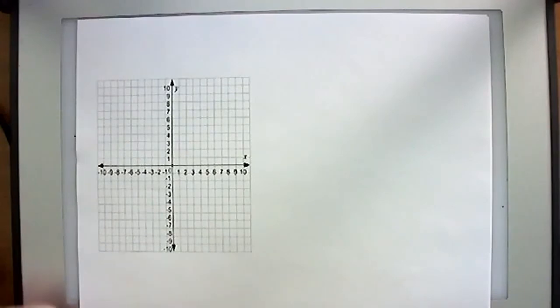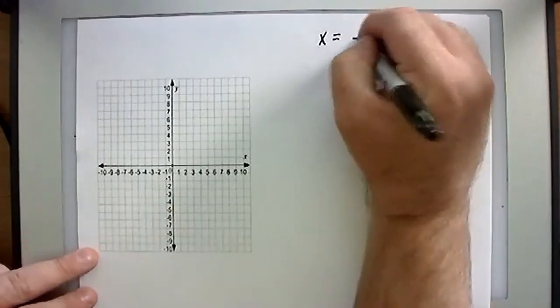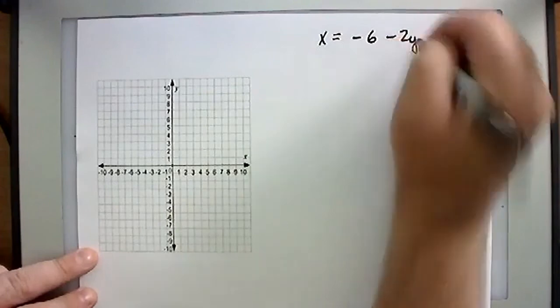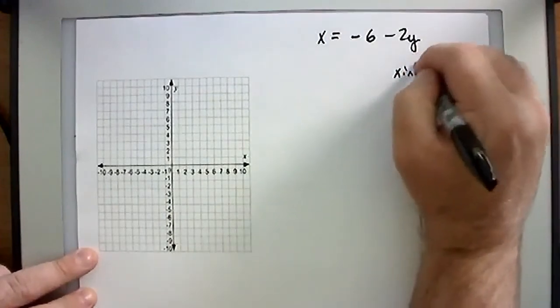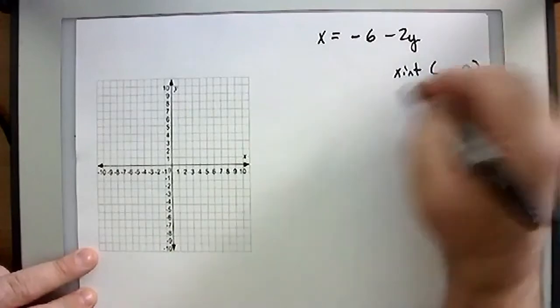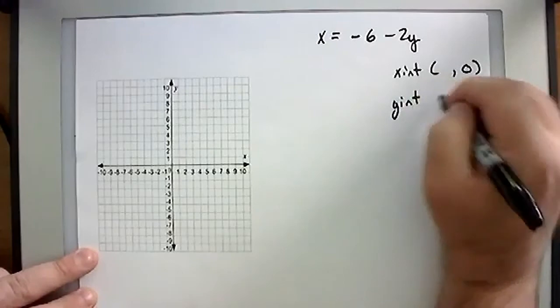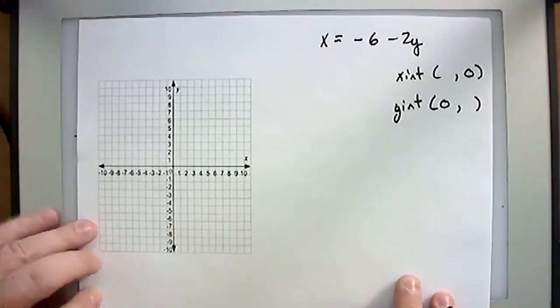All right, let's say we said one more, x equals -6 minus 2y, something like that. Same deal. I want to know the x-intercept, which has 0 for the y. Hopefully you can fill this in by memory by now. I want the y-intercept, which has 0 for the x. We just have to find those 2 values and we're good to go.